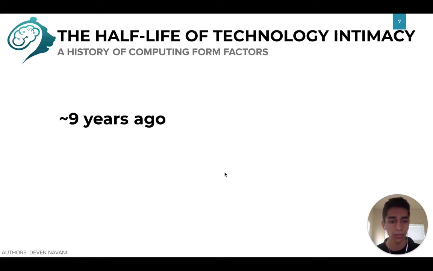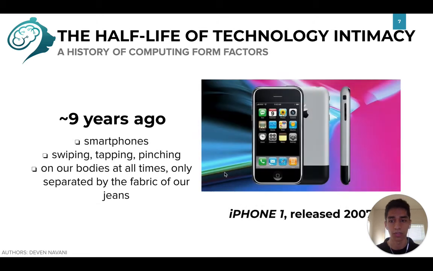About 9 years ago, we saw the advent of the smartphone. The iPhone was released in 2007. Now, the smartphone was way more intimate than laptops, right? Our smartphones are pretty much on our bodies at all times. They're really only separated by the fabric of our jeans. And the way we control these devices is also more intuitive. So we swipe, we tap, we pinch.